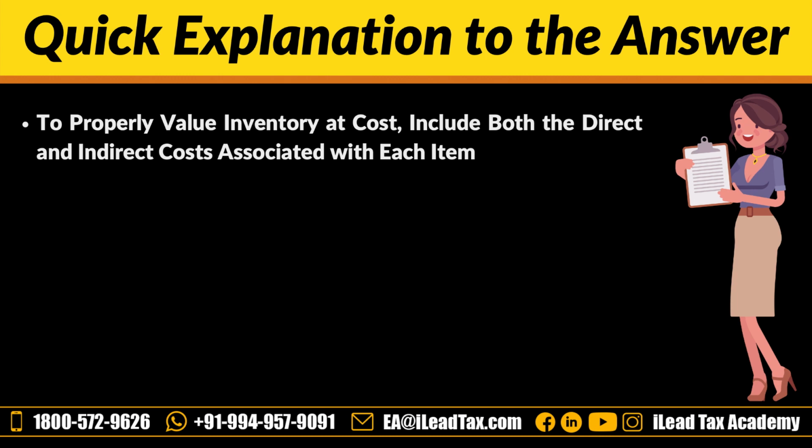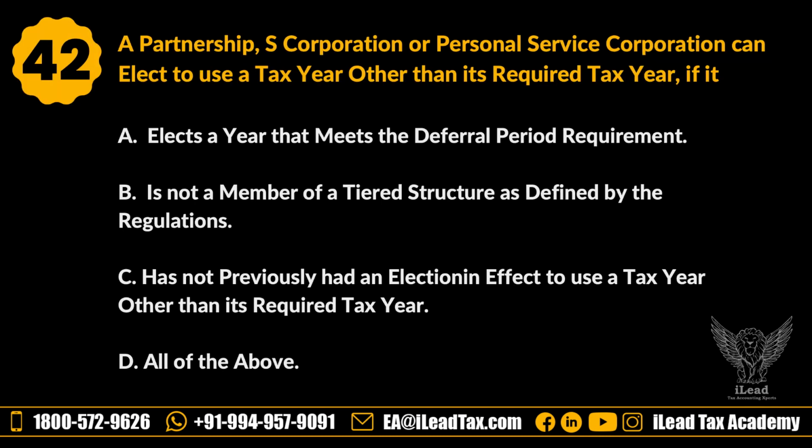Let's go to the next question. A partnership, S corporation or personal service corporation can elect to use a tax year other than its required tax year if it is A. Elects a year that meets the deferral period requirement. B. Is not a member of a tiered structure as defined by the regulations. C. Has not previously had an election in effect to use a taxpayer year other than its required tax year. D. All of the above.